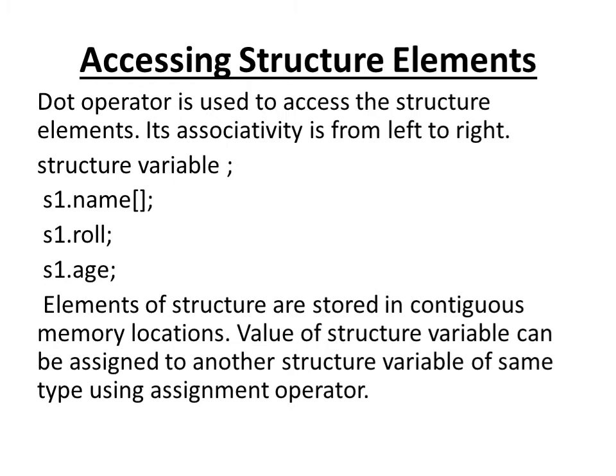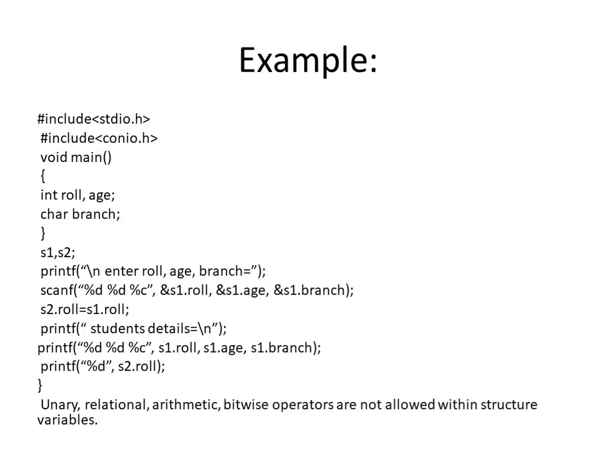Here the dot operator is used. Elements of structures are stored in contiguous memory allocations, that means they are stored in continuous memory. Values of a structure variable can be assigned to another structure variable of the same type by using the assignment operator, that is the equal operator. Example: #include header file, #include conio.h, void main begins, int roll, age, char branch.